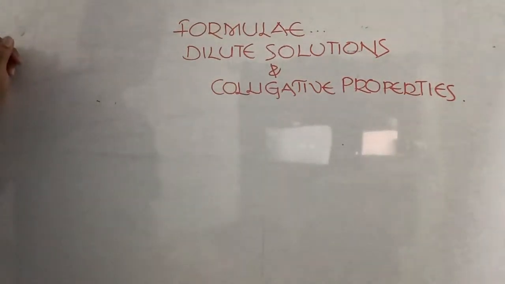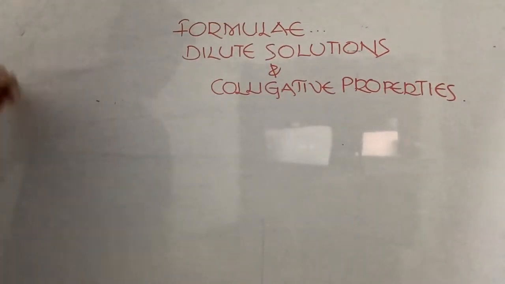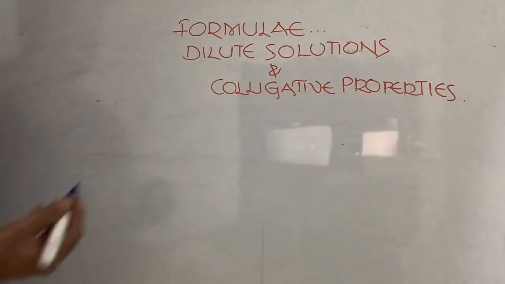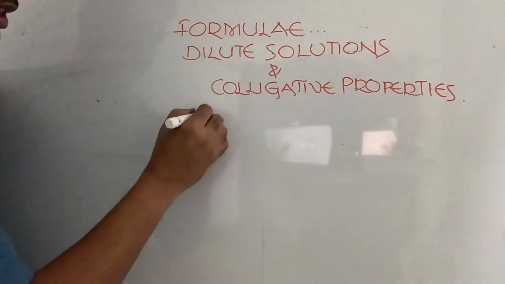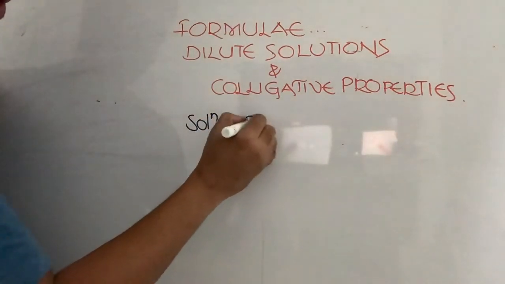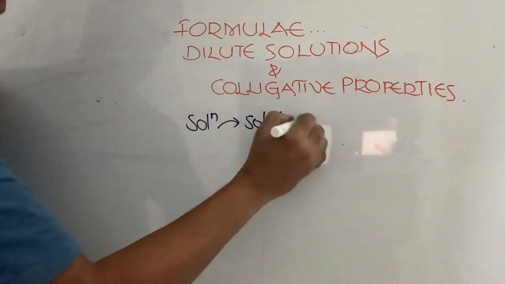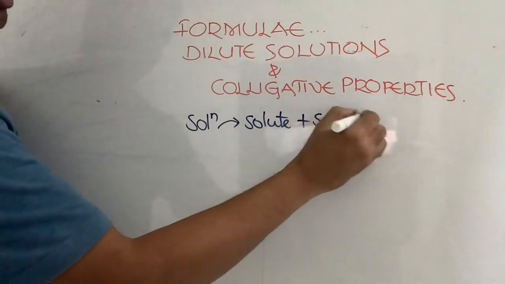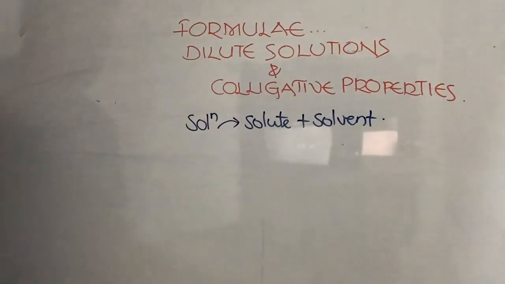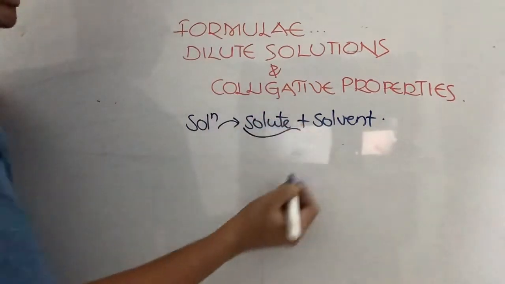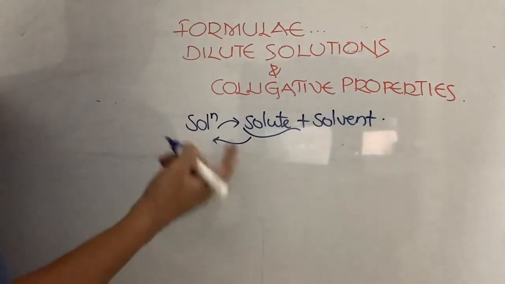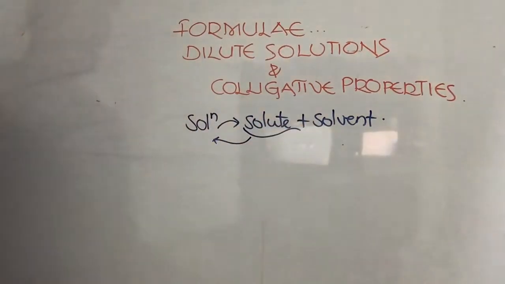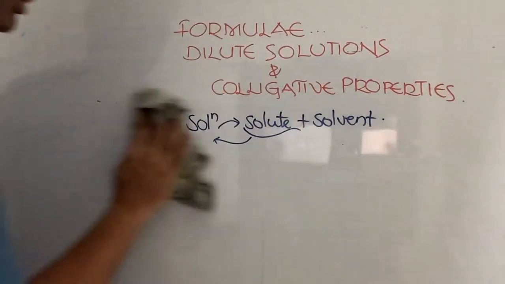In this session, we'll discuss all the formulae related to dilute solutions and colligative properties. First of all, we should know what a solution is. A solution is a combination of solute and solvent. The amount of solute present in a particular solution, when you express it, is called concentration. Concentration terms are very, very important. Some concentration terms I am going to give you.